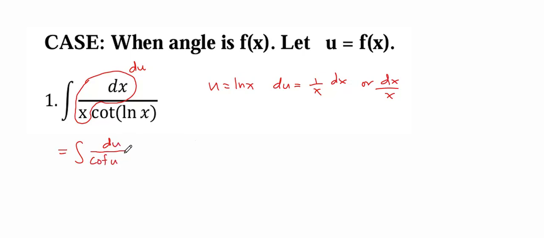But this is not the formula, so we're applying a trigonometric identity. One over cotangent is tangent. So this is the same as the integral of tangent of u du. When working with trigonometric functions, you need to review or memorize the basic identities. Just the basic identities.